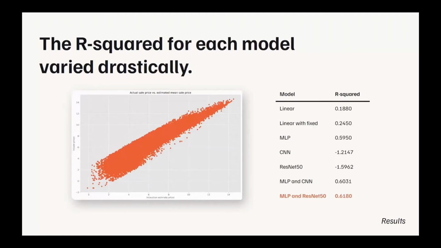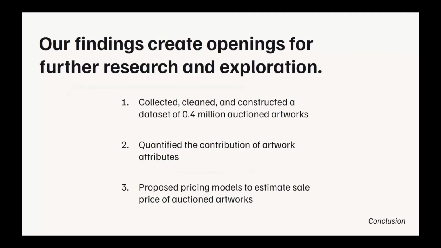Ultimately, it was not able to surpass the R-squared of the auction estimates, which had an R-squared of 0.893. But ultimately, it gave us a lot of interesting work on the drivers of art, as well as a strong foundation for models to come. So just in summary, in our thesis, we collected, cleaned, and constructed a data set of 0.4 million auction artworks. We were able to quantify the contribution of artwork attributions as well as drivers. And then we finally proposed pricing models to estimate the sale price of auction artworks.